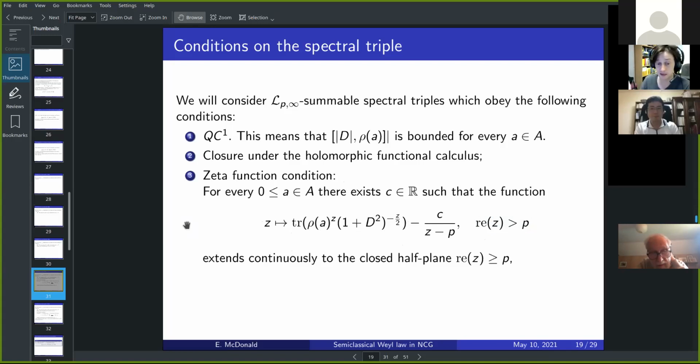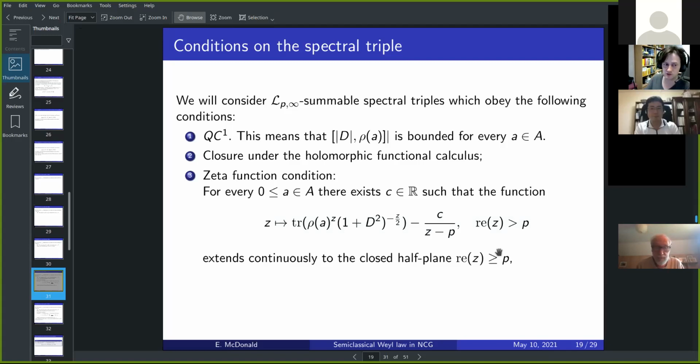So since ρ(a) is bounded and (1+D^2)^{-z/2} is in L^{1,∞}, or it's in L^{p,∞} when z is p, this is certainly defined, and it's a holomorphic function when the real part of z is bigger than p. What I'm asserting is that it should extend continuously to the closed half plane, real part of z bigger than or equal to p.